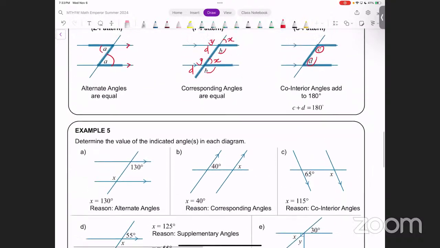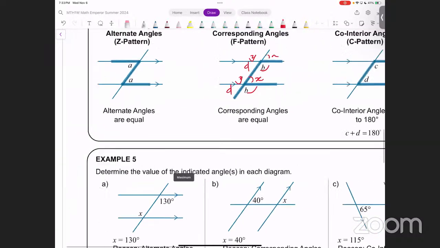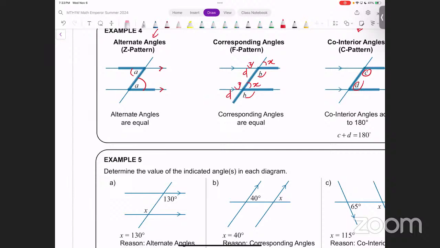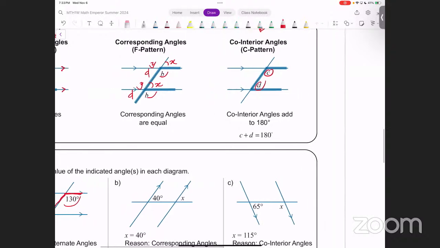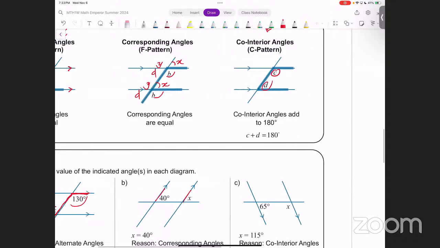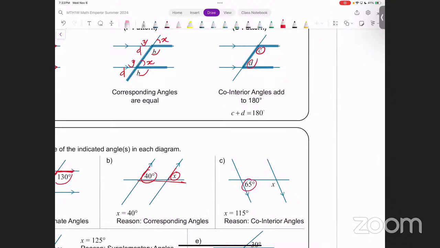Let's go back to some examples here. They want you to find the angle X. So we look for a pattern. What pattern do I see? Oh yeah, I see a Z pattern. When I see the C pattern, we know these must be equal. Now I see an F pattern. At the bottom of the F, you got 40. So at the bottom of the F, you got X. And then this is a co-interior angle. 65 plus X is 180. So you can find X by 180 minus 65.